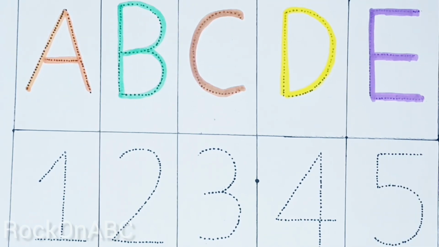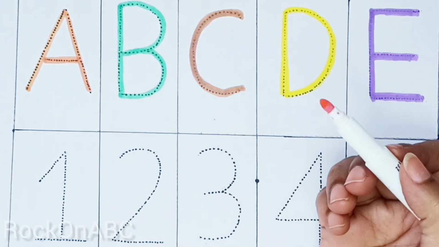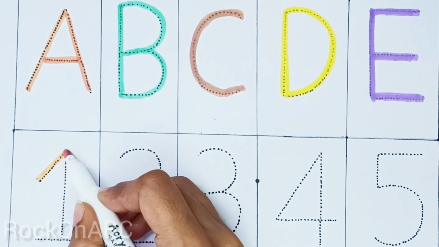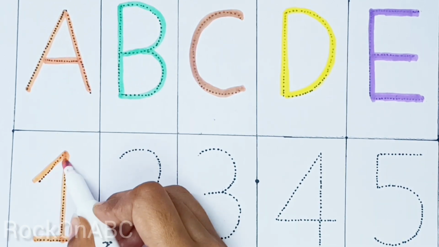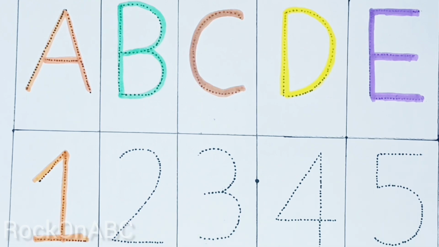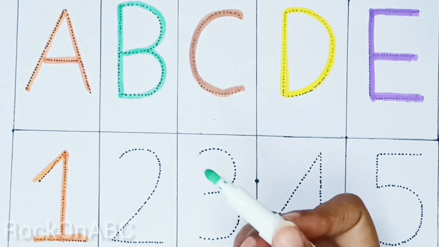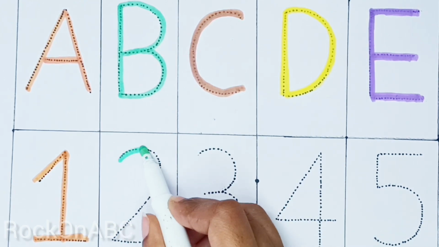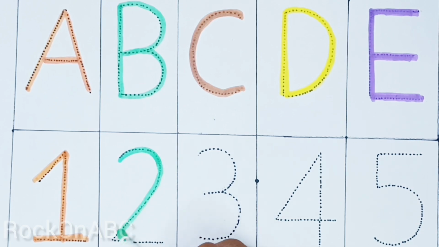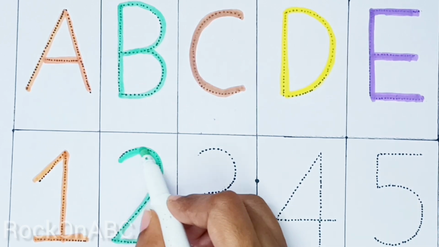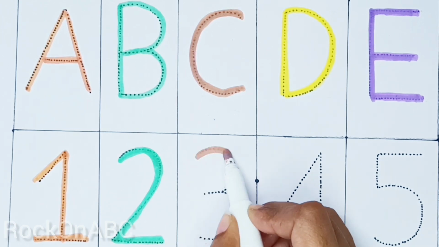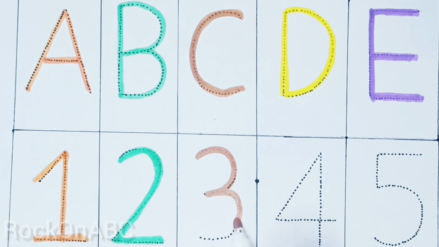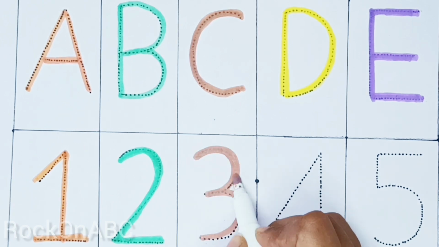Now we will move to 1. Orange color 1. Now we will trace number 2. Number 2, green color. Now let's move to number 3. Number 3, brown color.